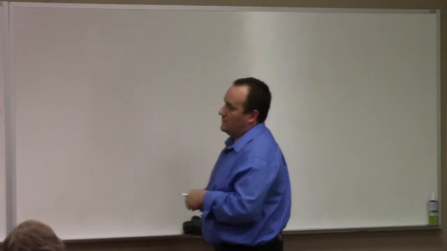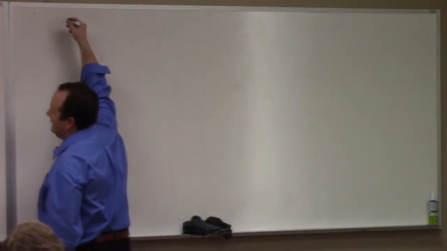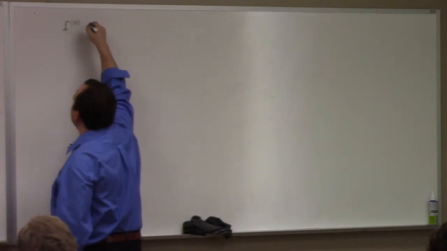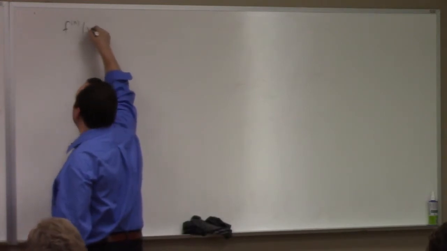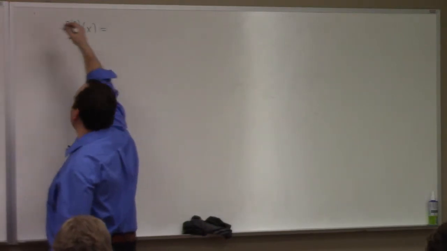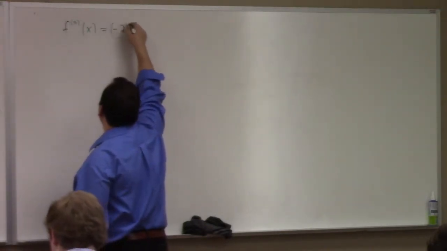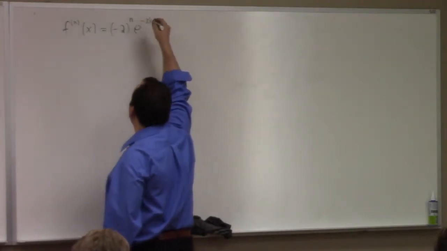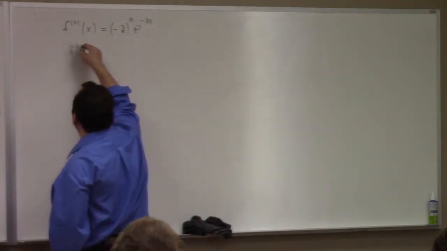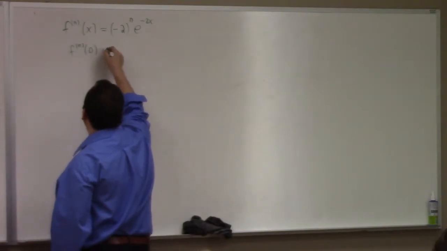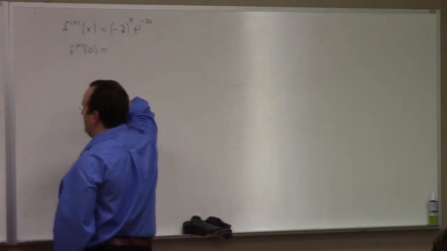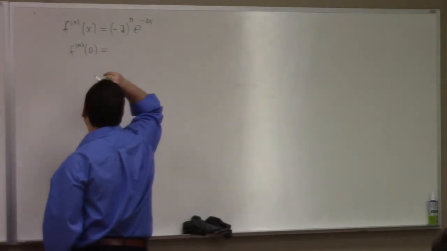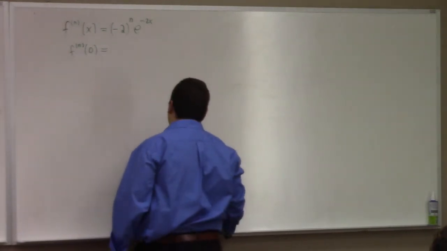So, for this function, what's the nth derivative of the function we're considering? It is minus 2 to the n, e to the minus 2x. So in other words, the nth derivative evaluated at 0 is, oh, but I don't care about that. So sorry. So there it is. That's the nth derivative.